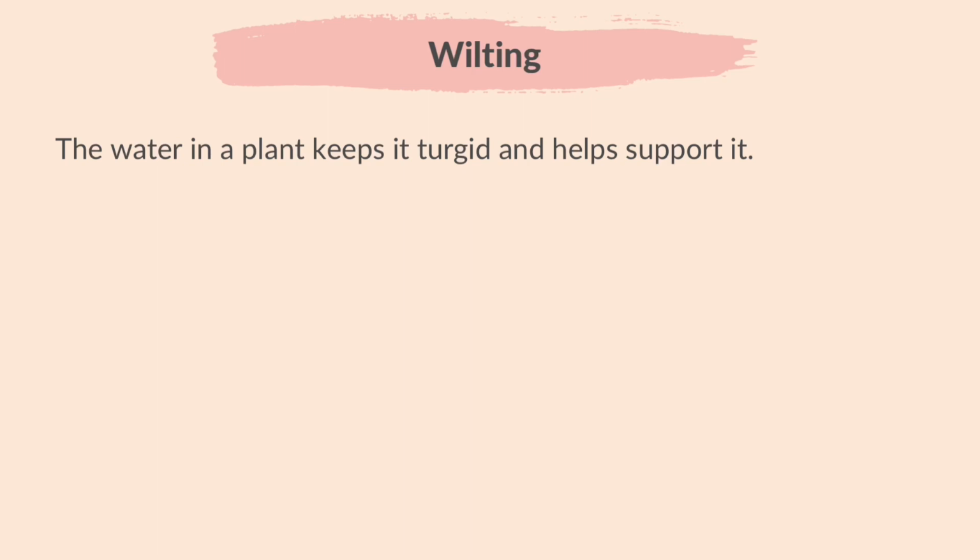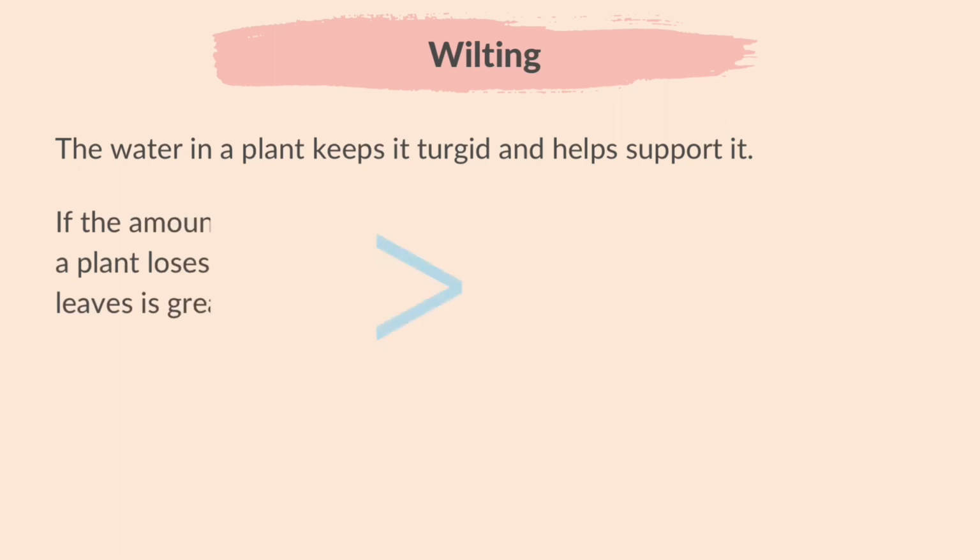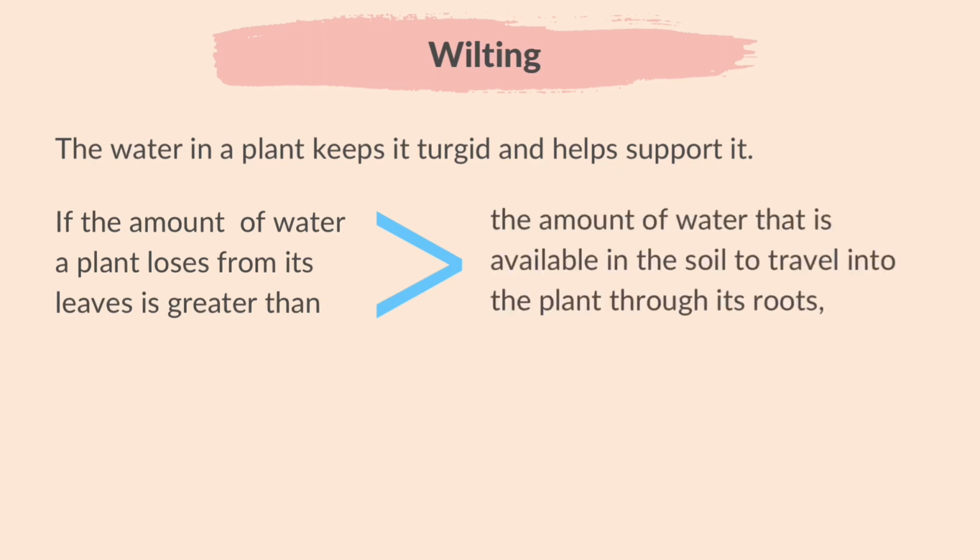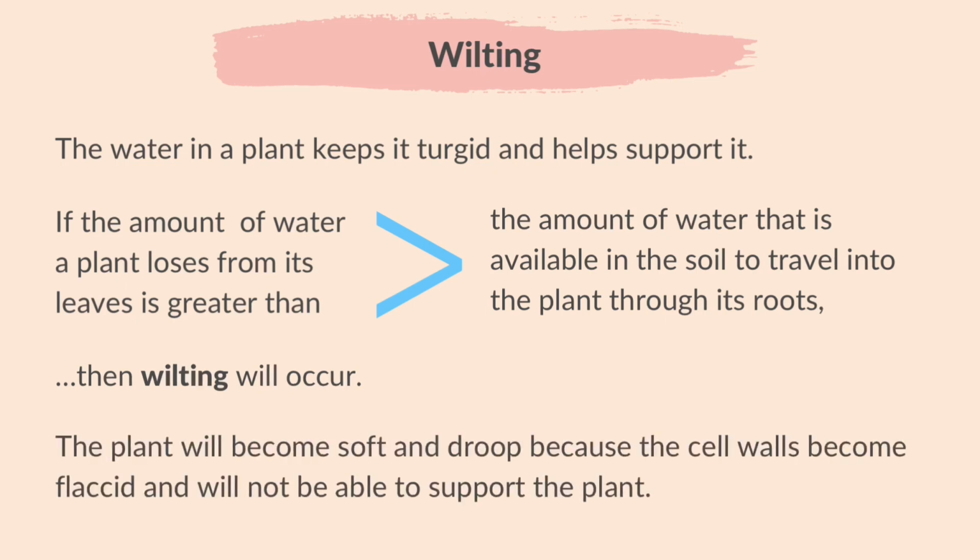Let's learn about wilting. The water in a plant keeps it turgid and helps support it. If the amount of water a plant loses from its leaves is greater than the amount of water that is available in the soil to travel into the plant through its roots, then wilting will occur.